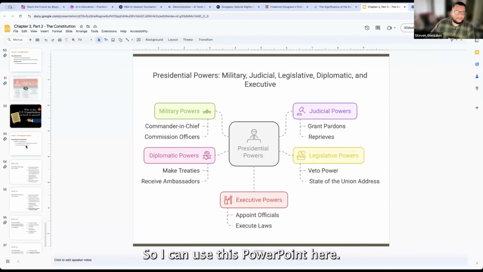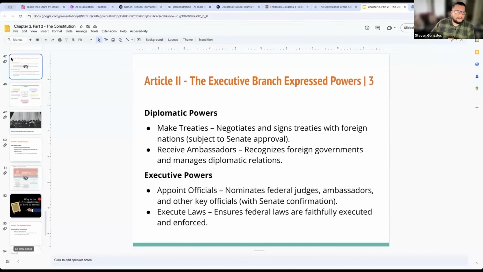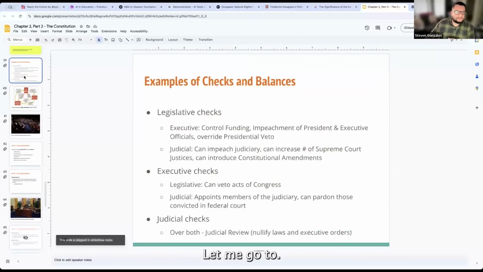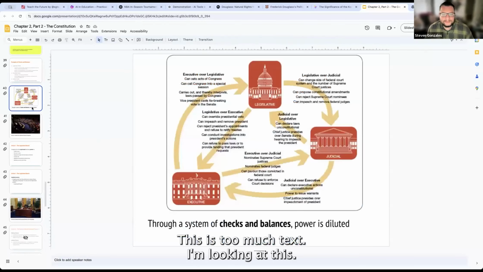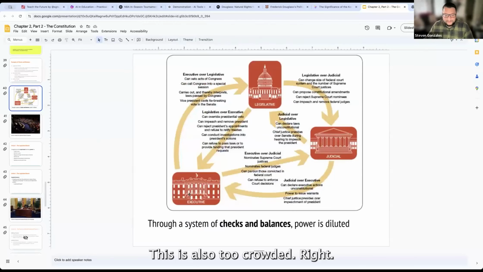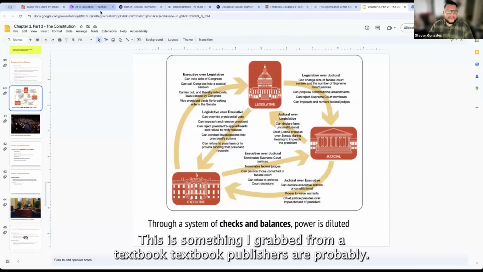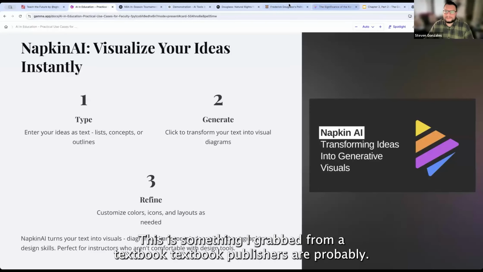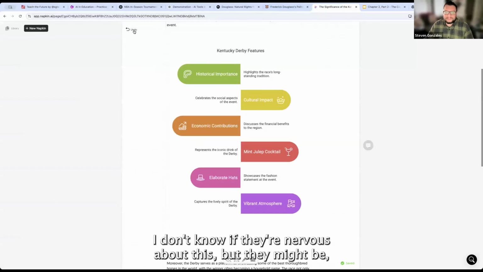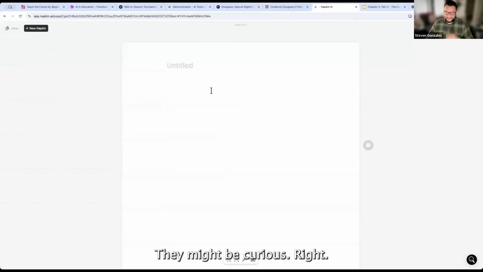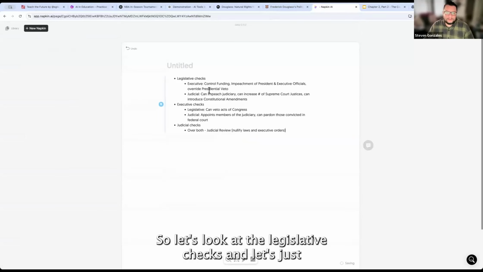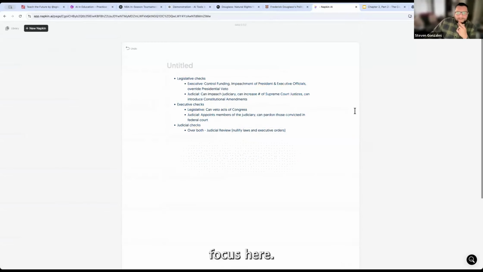So I can use this PowerPoint here. Let me go to, oh my gosh, this is terrible. This is too much text. I'm looking at this. This is also too crowded, right? This is something I grabbed from a textbook. Textbook publishers are probably, I don't know if they're nervous about this, but they might be curious, right? So let's look at the legislative checks and let's just focus here.